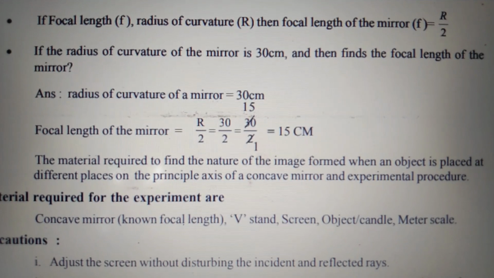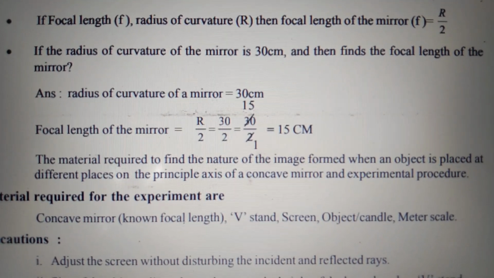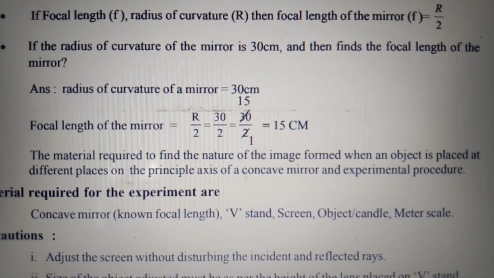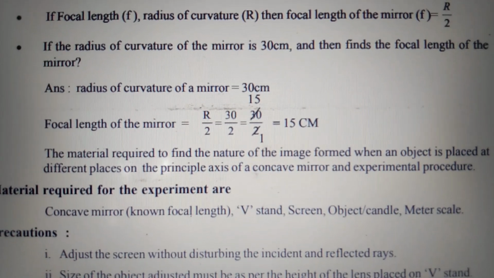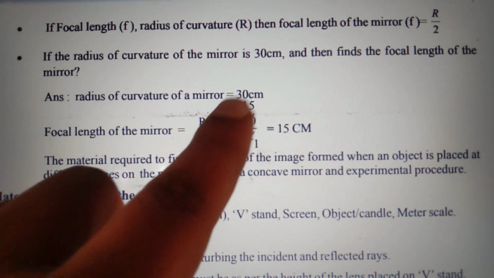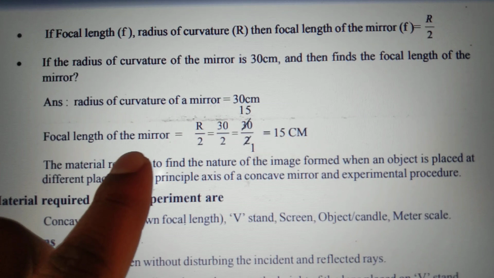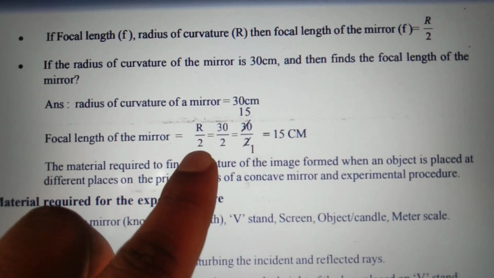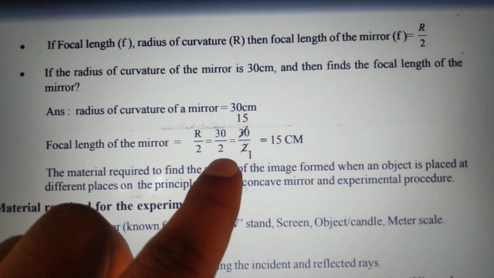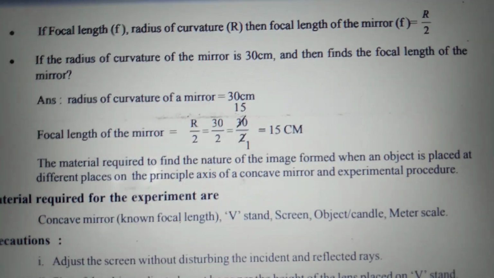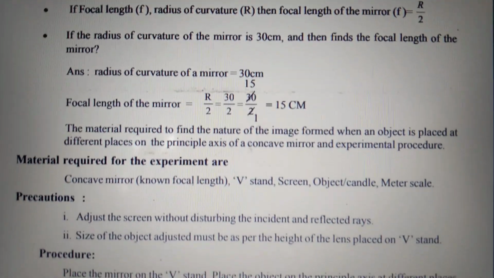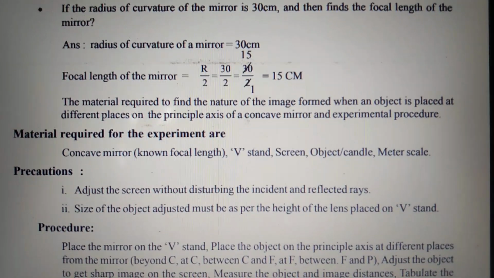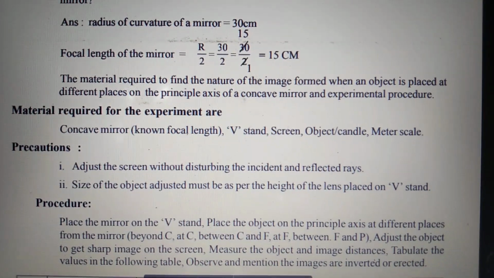The numerical is: if the radius of curvature of the mirror is 30 centimeter, then find the focal length of the mirror. So what is given? Given radius of curvature is 30 centimeter. Now they are asking to find focal length. Focal length is nothing but half of the radius of curvature. I mean 30 by 2. Two ones are two, two fives are ten, so 15. Which is equal to how many centimeter? 15 centimeter.